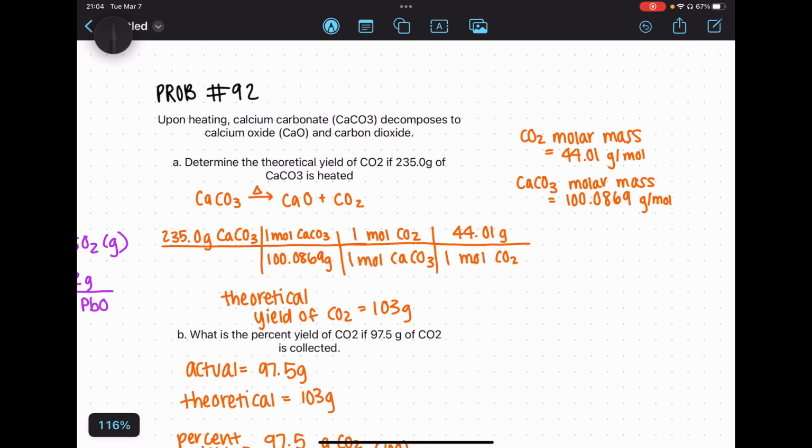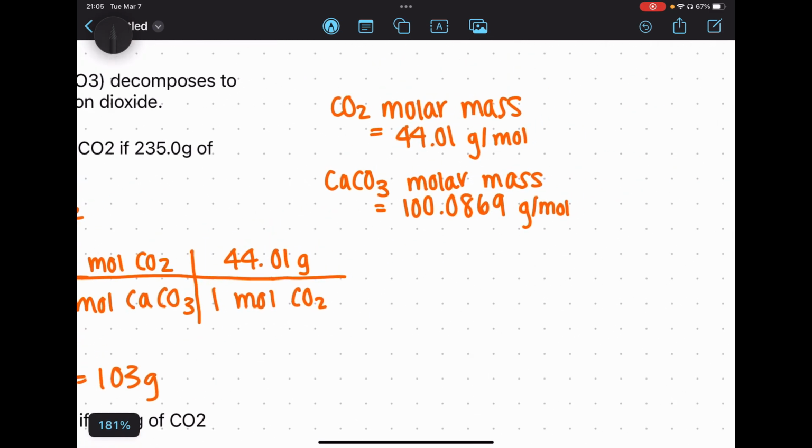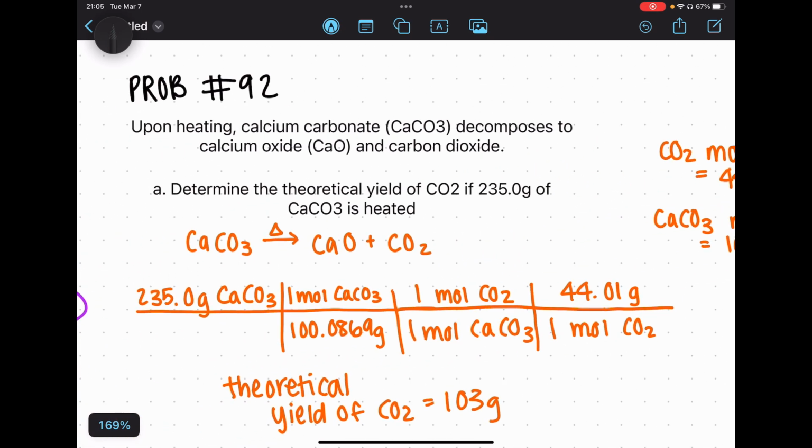So looking at the answers for part 2, I know that the first step is I'm going to have to write a balanced equation. So here I have the balanced equation for the decomposition of calcium carbonate. So CaCO3, with the addition of heat, decomposes into CaO and CO2. So my next step was to find the molar masses of both CO2 and CaCO3. So CO2's molar mass is 44.01 grams per mole, and CaCO3's molar mass is 100.0869 grams per mole.